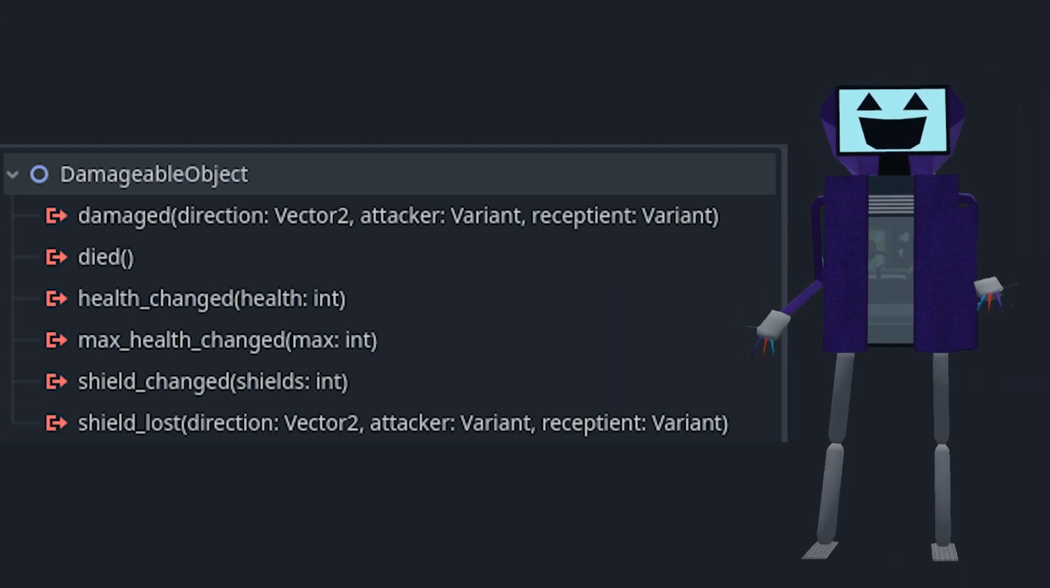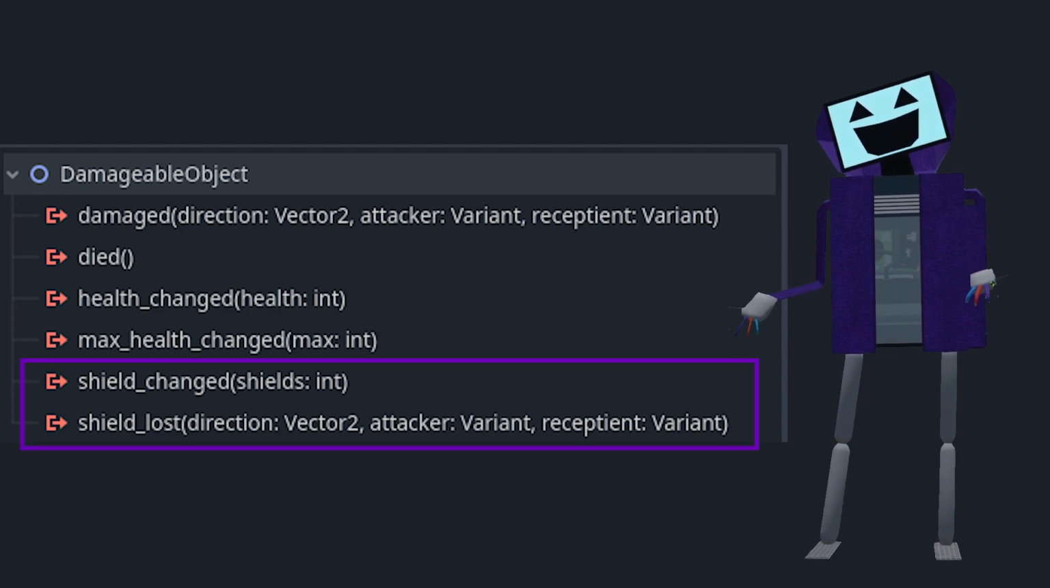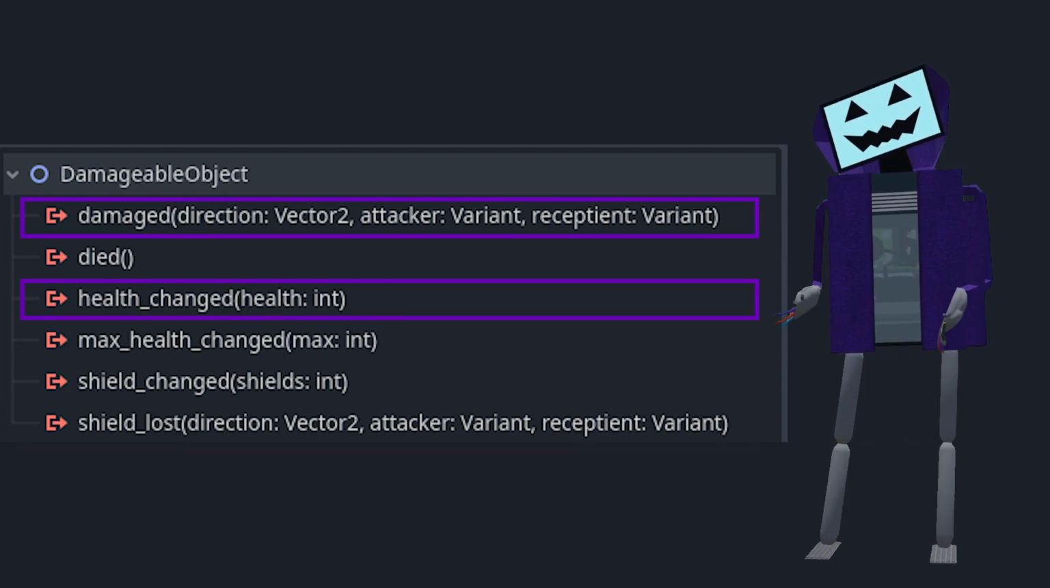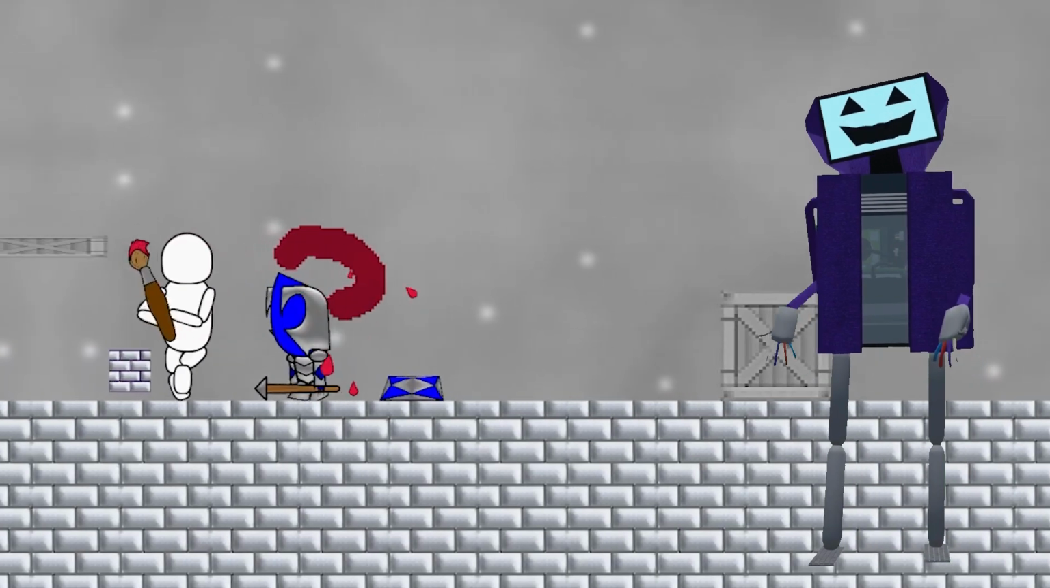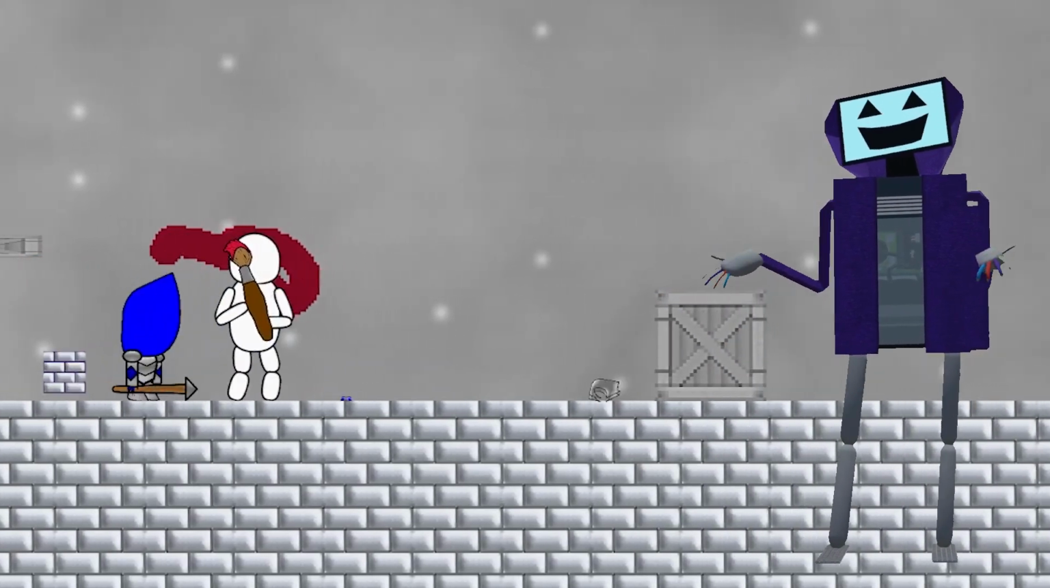I used the signals here too. I added signals for when the shield is used, when damage is taken, and when the health runs out. These signals allowed me to trigger another script to fling parts of the guard to visualize health being lost.